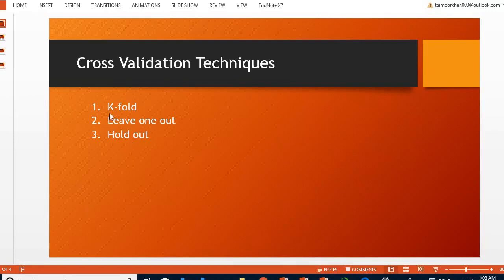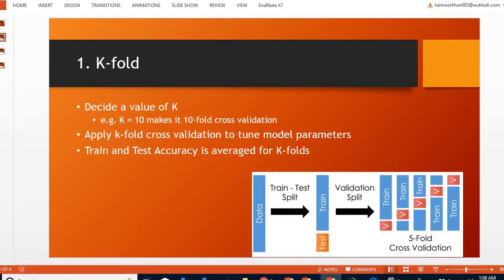So there are three possibilities that can be used. They are called k-fold cross-validation, leave-one-out cross-validation, and holdout cross-validation. In the case of k-fold cross-validation, the value of k has to be decided. If the value of k is 10, the dataset is divided into 10 parts, where the model is trained on 9 parts and tested on the 10th part.